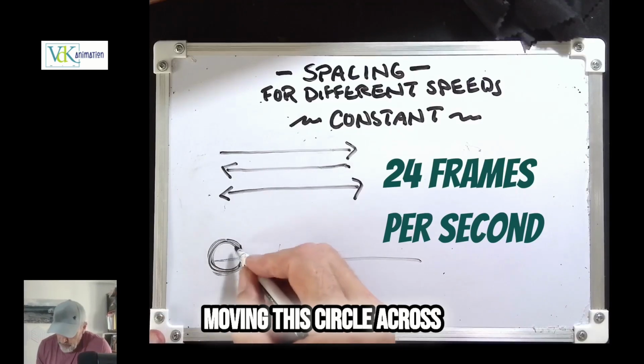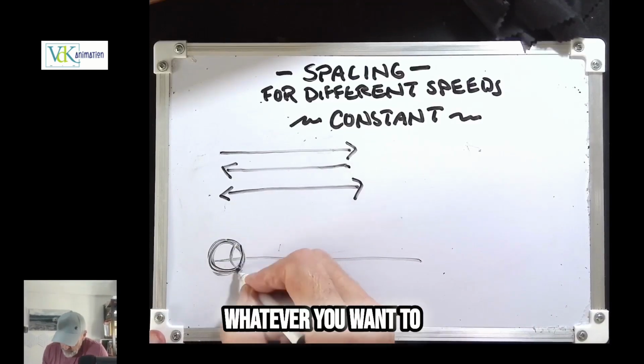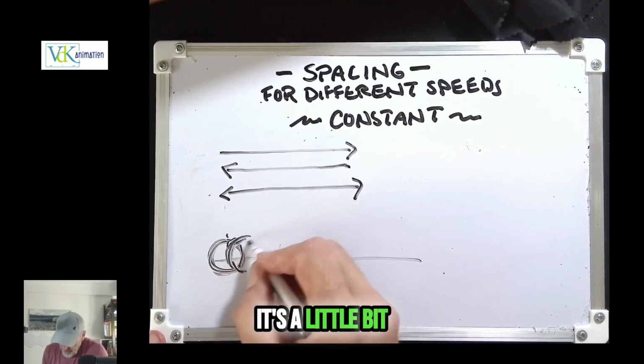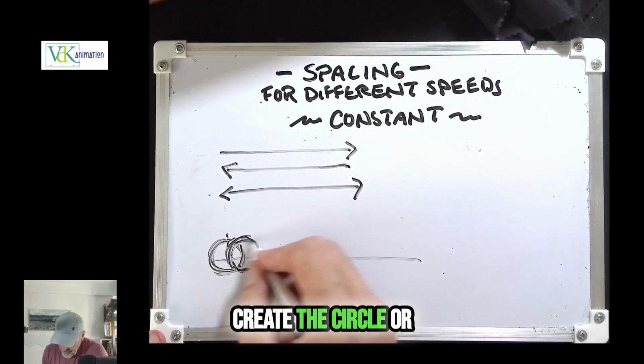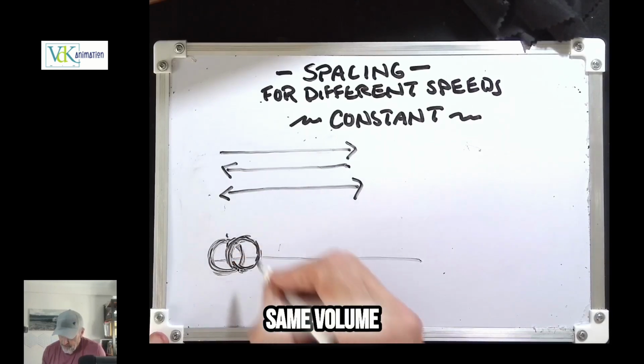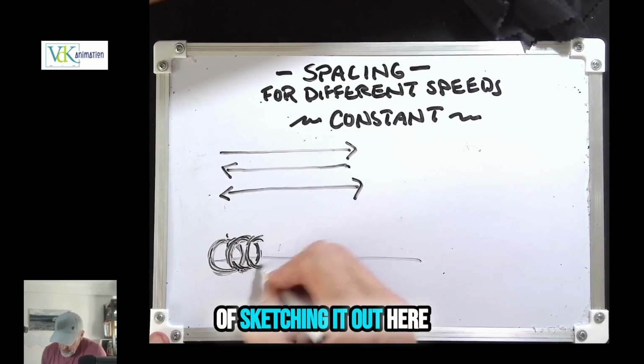So let's say we're moving this circle across, or a ball, or whatever you want to call it, and we're going to measure it like halfway here. You know, it's a little bit harder to create the circle or the ball so that it remains with the same volume, right? So I'm just sort of sketching it out here.